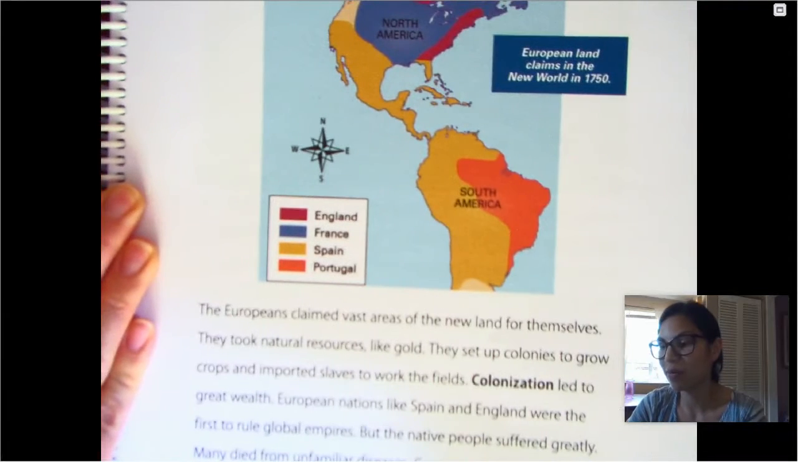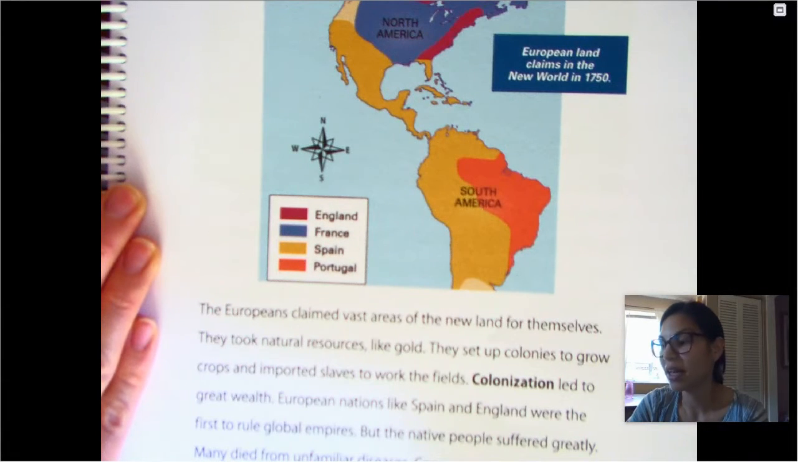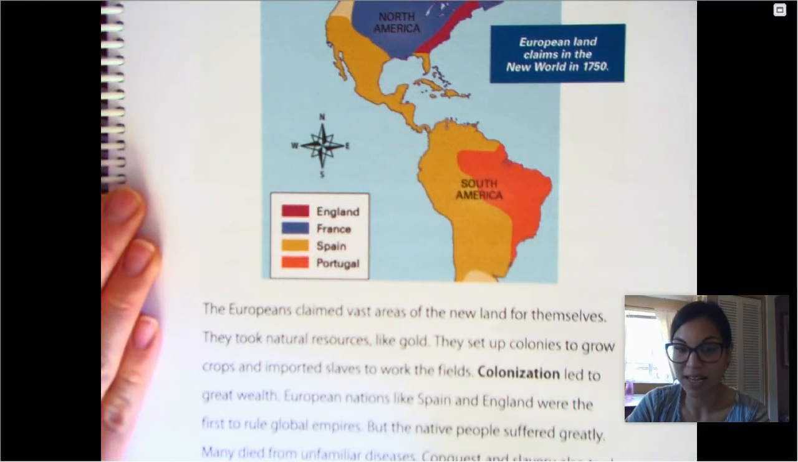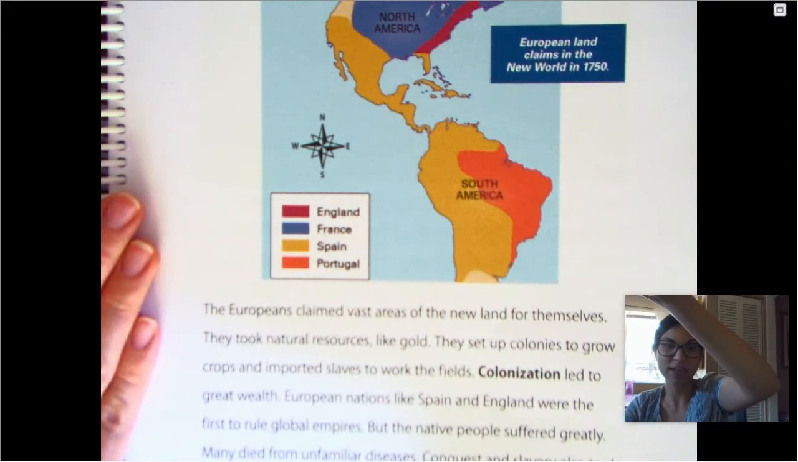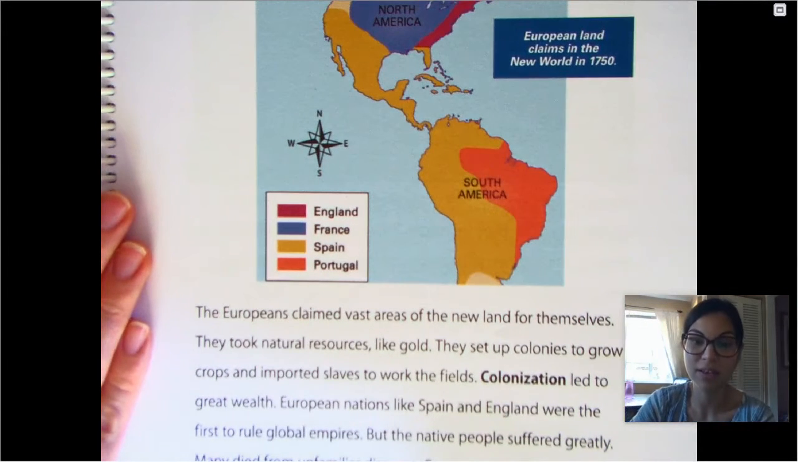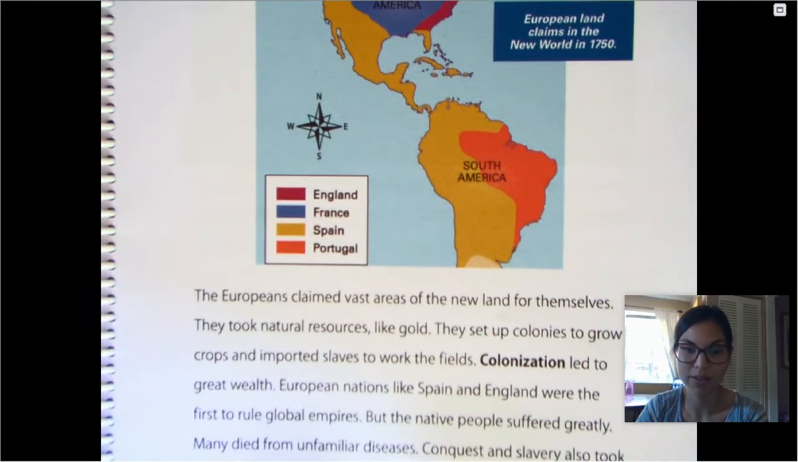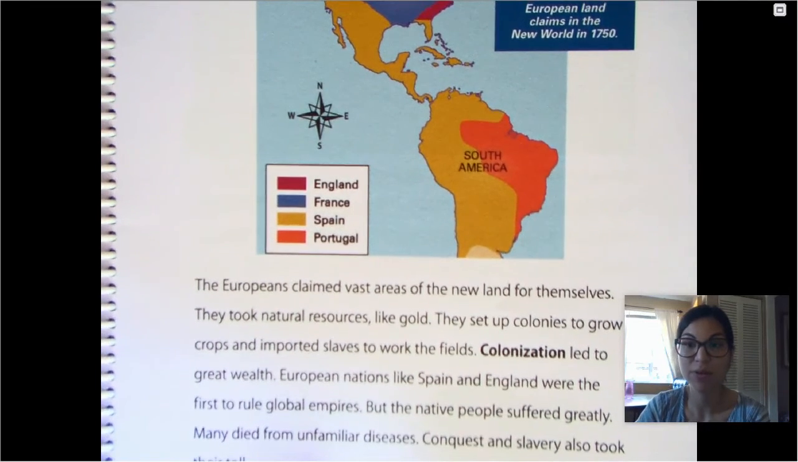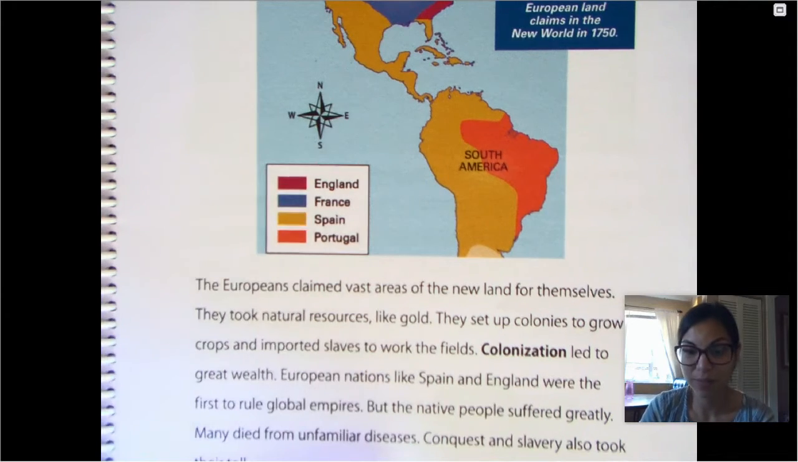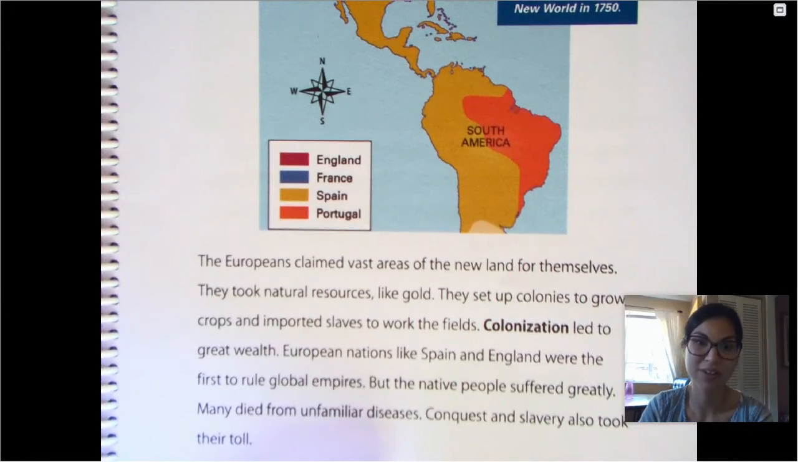The Europeans claimed vast areas of the new land for themselves. They took natural resources like gold. They set up colonies to grow crops and imported slaves to work the fields. Colonization led to great wealth. European nations like Spain and England were the first to rule global empires. But the native people suffered greatly. Many people died from unfamiliar diseases. Conquest and slavery also took their toll.